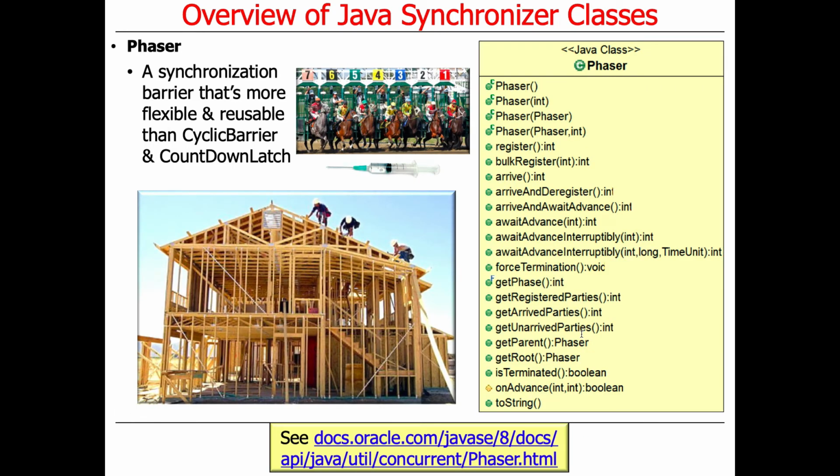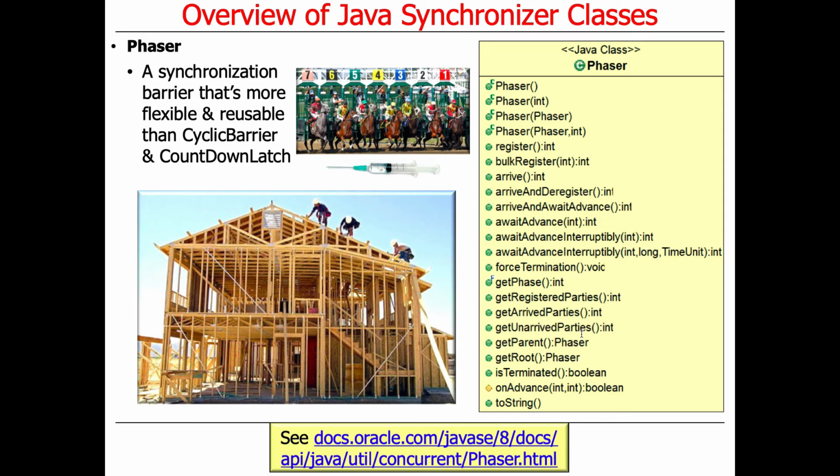And then the final form of synchronizer dealing with barriers is something that's called a phaser. Anybody who knows anything about Star Trek, not that kind of phaser, right? You don't put them on stun, although they should have had a stun option for this. This is a barrier synchronizer that's more flexible and reusable and more dynamic than a cyclic barrier or a countdown latch. And the reason why it's more flexible is you can have different numbers of parties or threads or whatever who at any given time will coordinate to do a particular phase.